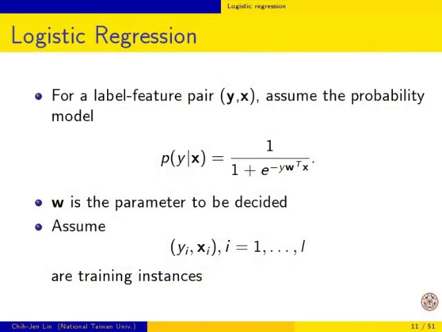So now we have a binary classification problem. We are going to train a logistic regression to get a model. So what is a logistic regression? The basic idea is that for any label feature pair of y and x, you assume a probability model, so that P of this label given x is 1 over 1 plus exponential something. Yeah, that's the logistic model. This vector W is a parameter to be decided. So that's the probability model.